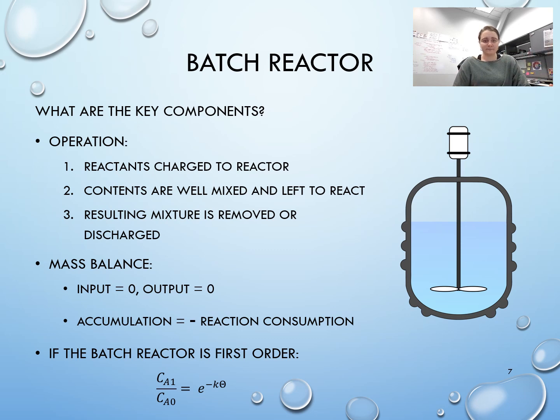That's a batch reactor. So in a batch reactor, when we do mass balances, the input and the output terms are going to be zero because we have one input and then we have one output. And so it's not a continuous process over time, right? Remember when we do mass balances, we're talking about over time. We normally talk about flow. So in that case, our mass balance is going to simplify to accumulation equaling a negative reaction consumption. So it's not going to be related to input or output.